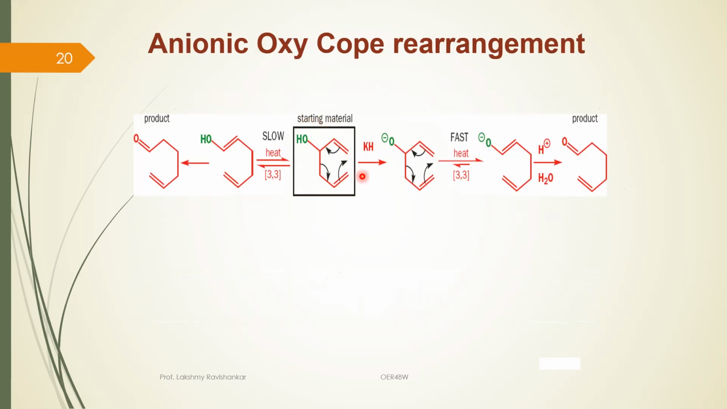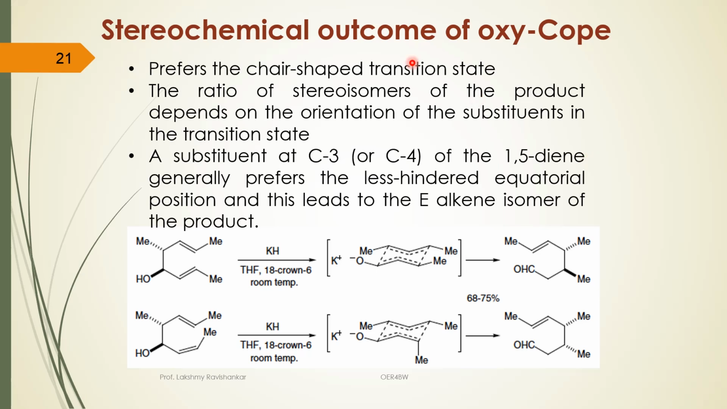So this is my 3-hydroxy 1,5-hexadiene system. Now in the absence of a base, it goes in this direction to give me this aldehyde, but it's a slow process. However, when you add potassium hydride, this forms the O-, the alkoxide, and the reaction is faster and it undergoes the 3,3 sigmatropic shift to give me the aldehyde as the product.